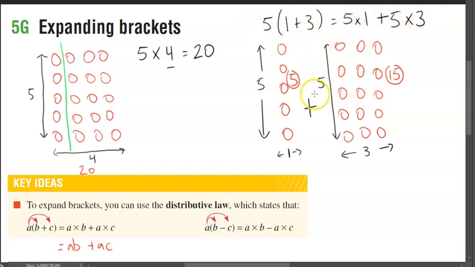It depends on how many different types of groupings you have and how many lots are within those groups. In this case, I've got 2 groupings. One of them is just 1 and the other one is 3. So I'm getting 5 lots of 1 and 5 lots of 3. And I know what 5 times 1 is. This is 5. I know what 5 times 3 is. This is 15. I wrote them down here, and 5 plus 15 is going to give me 20, which is essentially what we had to begin with.